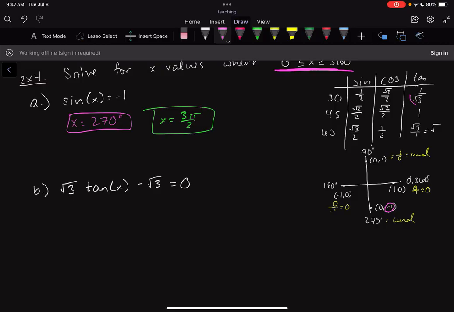And that's it. Then for part B, let's go ahead and solve this one first. So I can add root 3 over. So I get root 3 tangent x equals root 3. Then I divide by root 3. So that's going to give me root 3 over root 3, which, be careful, anything over itself is just 1.